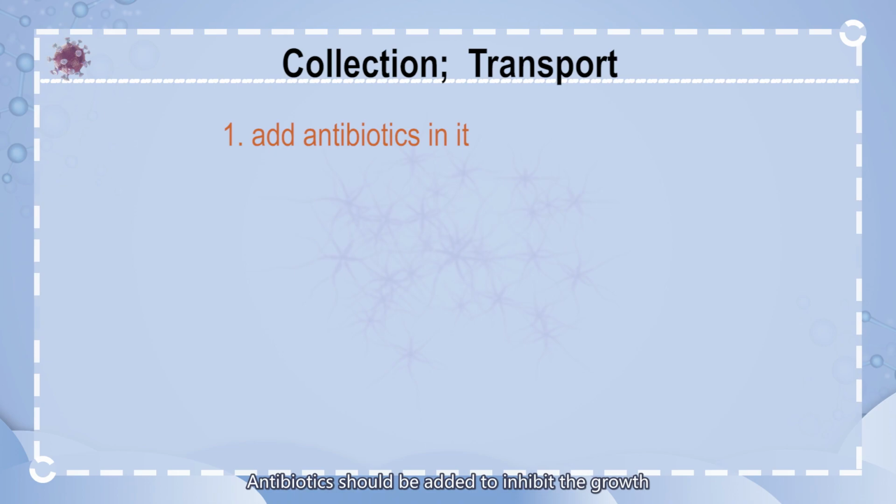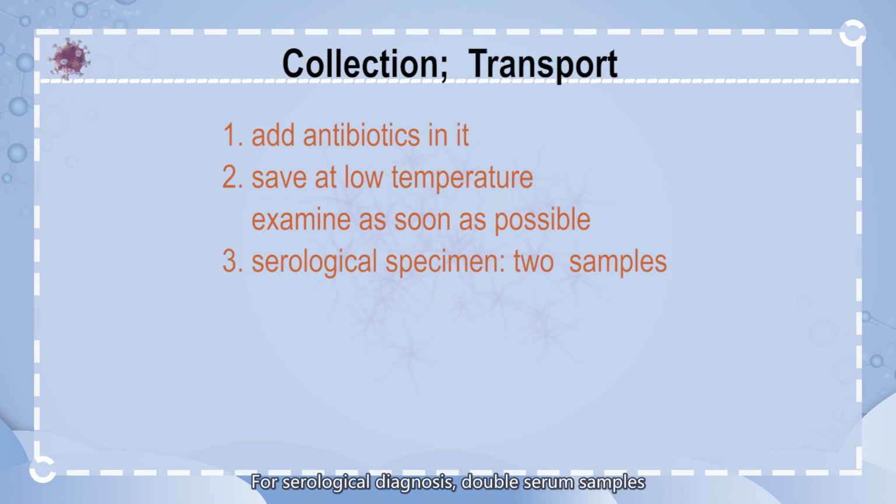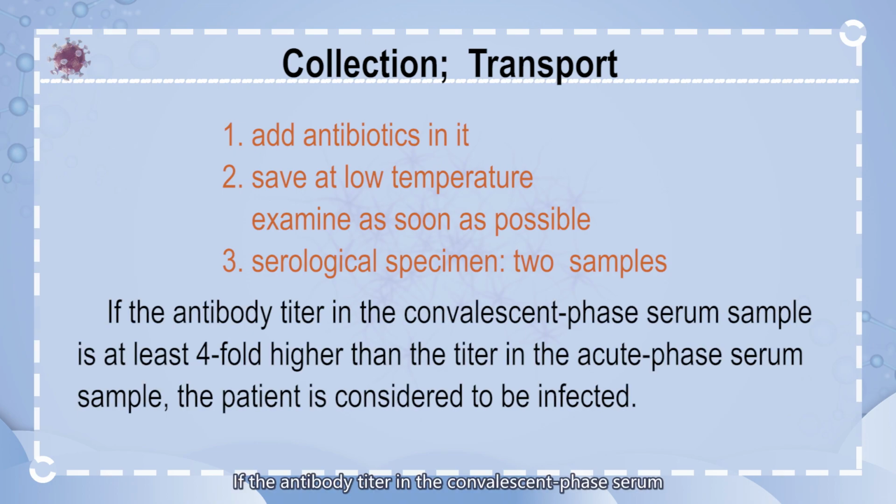Antibiotics should be added to inhibit the growth of bacteria or fungi in the specimen. In addition, the collected specimen should be kept at a low temperature and sent for examination as soon as possible. For serological diagnosis, double serum samples should be collected to facilitate the dynamic observation of serum antibody titer. If the antibody titer in the convalescent phase serum sample is at least 4-fold higher than the titer in the acute phase serum sample, the patient is considered to be infected.